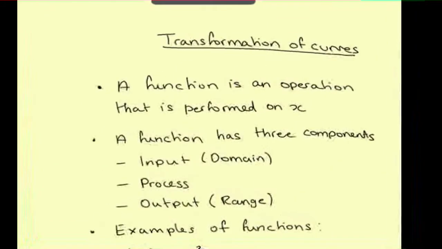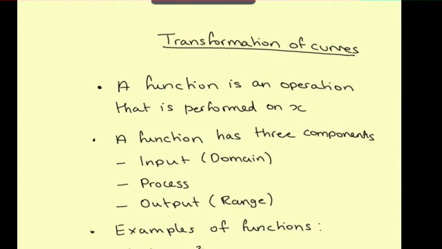Okay, in this section we're going to be looking at transformation of curves and functions. So let's start off by looking at what a function is. Well, a function is an operation that is performed on x. A function has three components: an input, which is known as the domain, the process, and the output, which is known as the range.